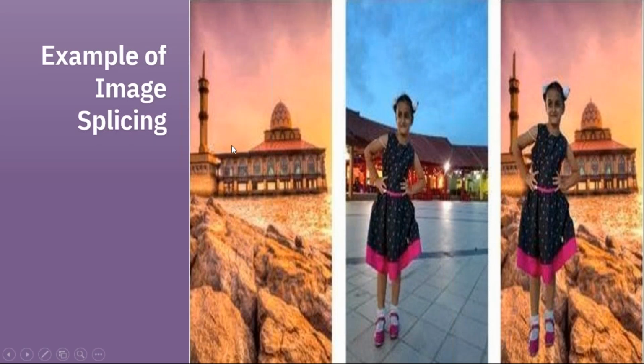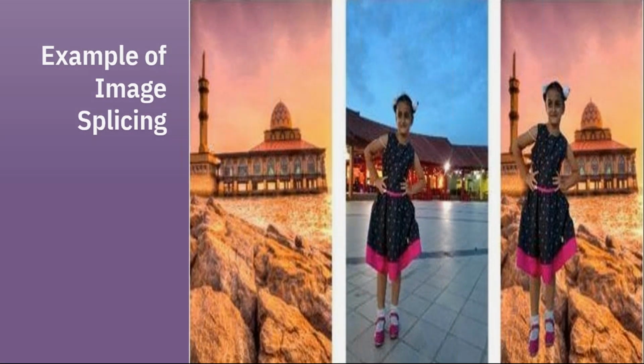This is an example of image splicing. We can see that in the first image, we have a picture of a monument. The second image is of a girl, but the background of the second image has been replaced by the first one. So this is an example of image splicing.